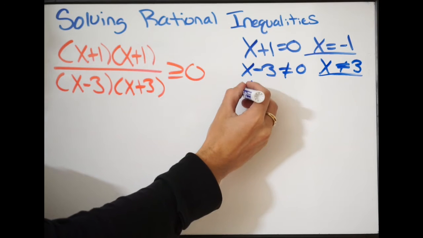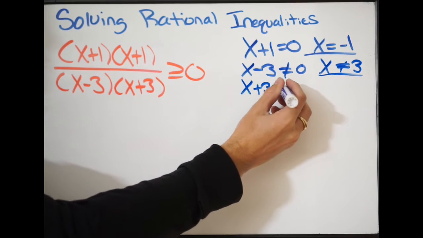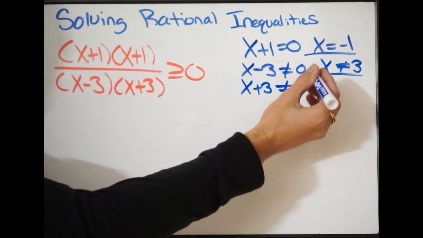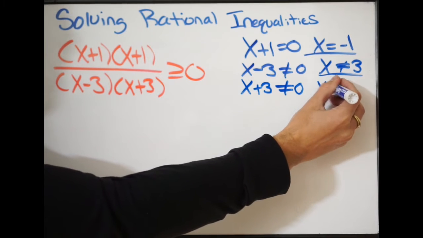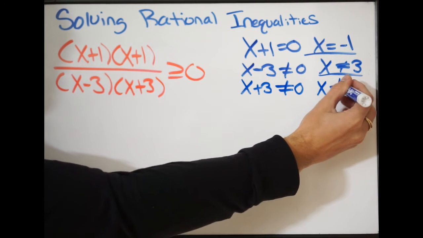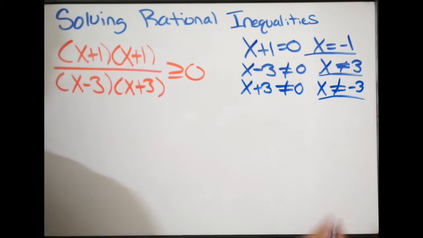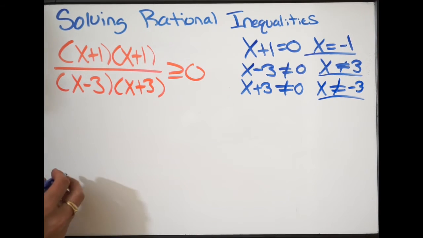And then we get x plus 3 not equal to 0, and when we solve it, we get x is not equal to negative 3. There's another point of interest. So we have 3 points of interest. We're now ready to go ahead and create our number line. So let's go ahead and do that.